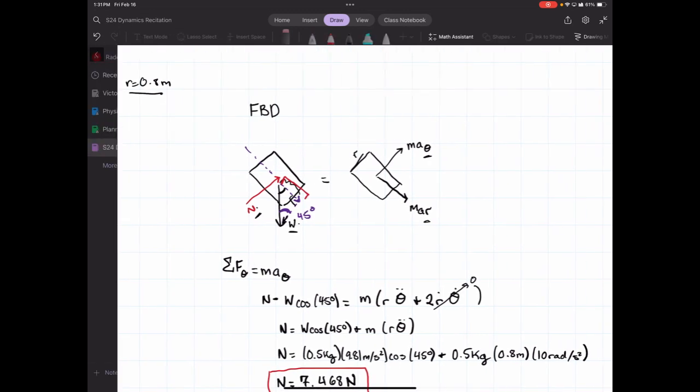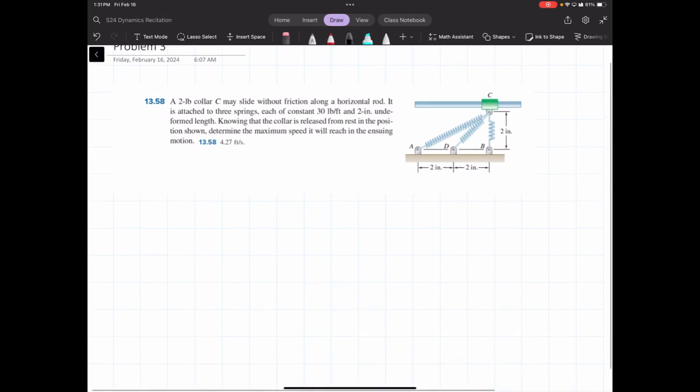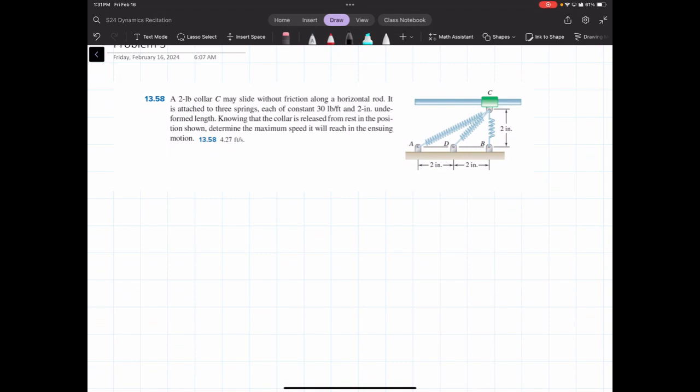All right, so we're going to move on to some work energy and conservation of energy problems. Does anyone want more practice with path and polar before we move on? Okay, we're going to go ahead and start this one. I'll give you a second to write stuff down and draw a schematic.